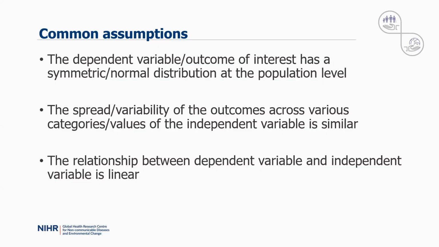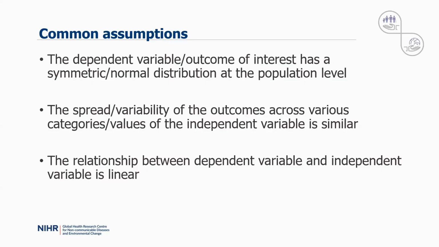Then the second assumption is that the spread or variability of the outcomes across various categories or values of the independent variable is similar. The name given to this phenomenon is homoscedasticity when you are talking about equal variance, or heteroscedasticity when the variance is unequal. Now, without going much into the nomenclature, let's again take the weight gain example. If you're looking at weight gain across age groups, let's say 18 to 25, then 25 to 45, and then greater than 45, that is your exposure variable, age group, with these three categories.